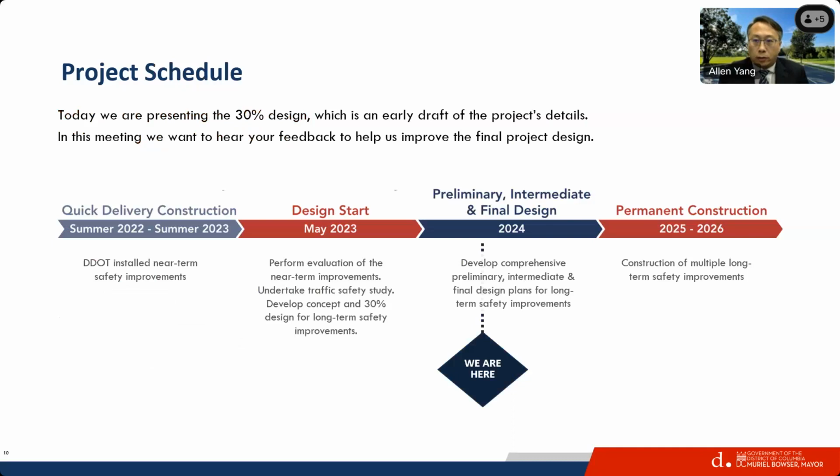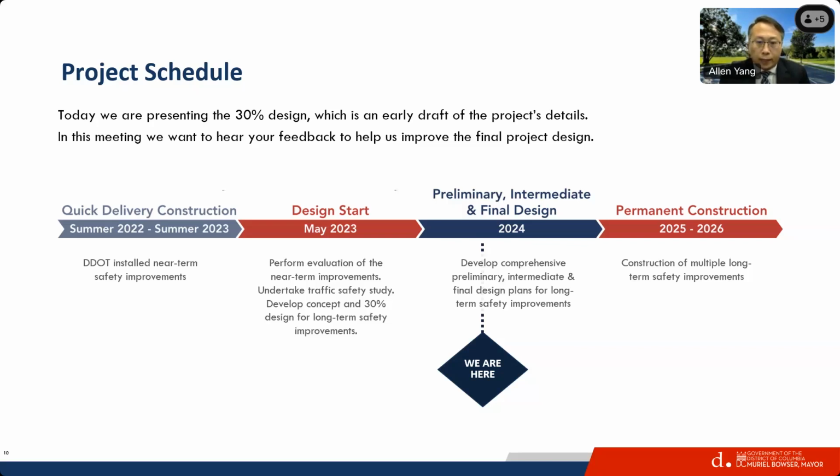This is a project schedule. Because of the issues on this corridor, DDOT implemented quick delivery constructions in the summer of 2022 and the summer of 2023. But those were near-term safety improvements. At the same time, this project is a CIP project, Capital Improvement Program project, for long-term improvement. The design was started in May of 2023.